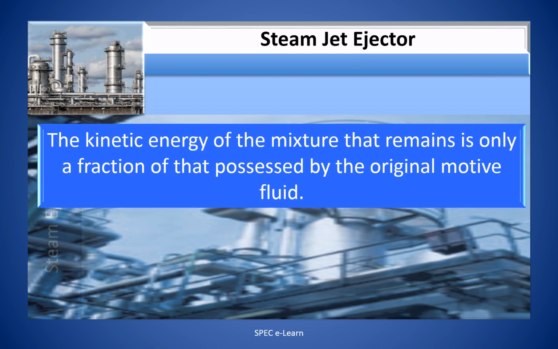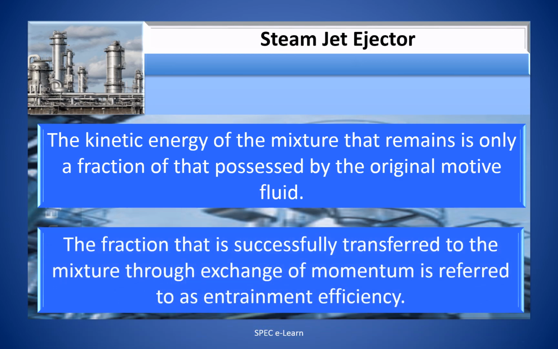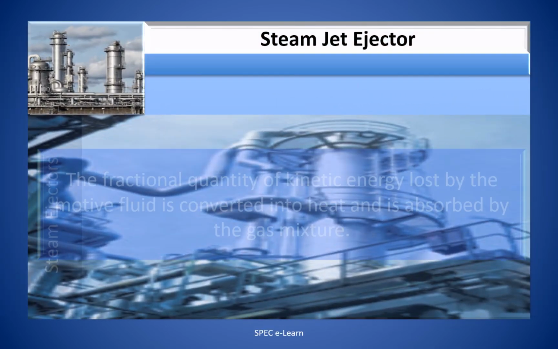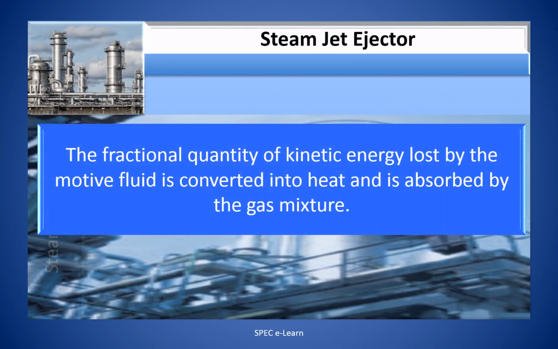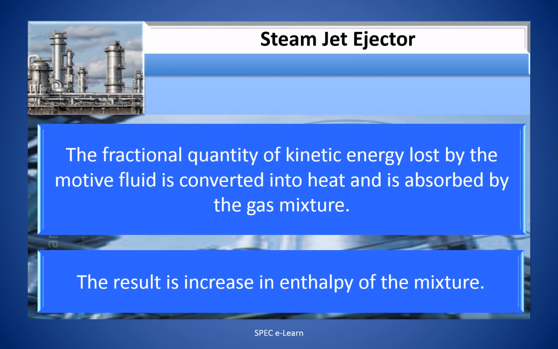The kinetic energy of the mixture that remains is only a fraction of that possessed by the original motive fluid. The fraction that is successfully transferred to the mixture through the exchange of momentum is referred to as entrainment efficiency. The fractional quantity of kinetic energy lost by the motive fluid is converted into heat and is absorbed by the gas mixture. The result is an increase in enthalpy of the mixture.